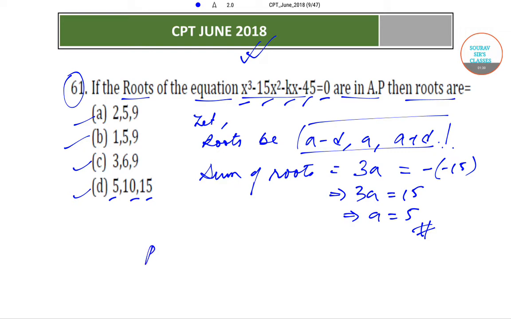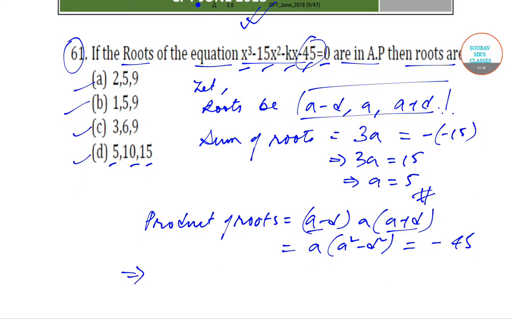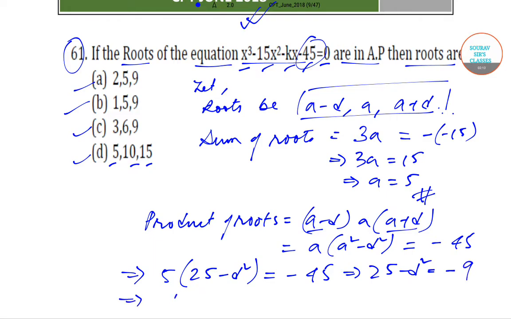Also we will find out the product of the roots. The product of roots will be given by a minus d into a plus d, with a on one side, and a minus d into a plus d gives us a square minus d square. This product of roots, as you can see from the equation, is equal to minus of 45. Now we know that a is equal to 5, so 5 into 25 minus d square is equal to minus 45. This gives 25 minus d square is equal to minus 9, so d square is equal to 36, and d is equal to plus minus 6.